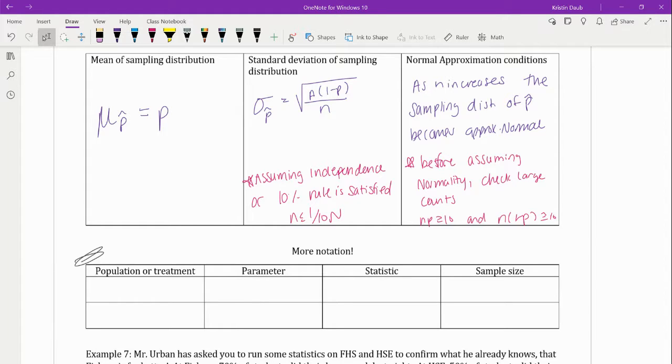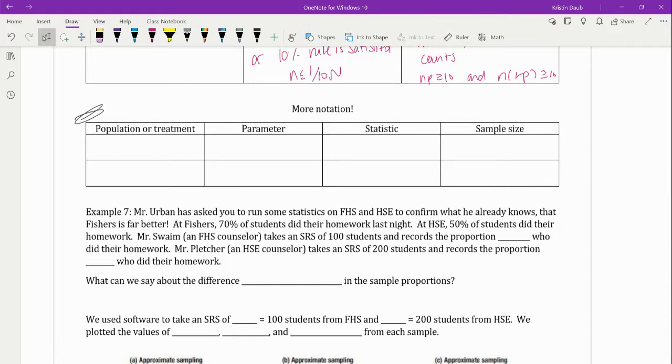So let's go ahead and put the date. Maybe I have a little squiggle black line where I want you to put the date. And let's talk about some more notation. Specifically today, I want to get into when we have two different populations or treatments. In this case, I would be looking at two different graphs, two different sampling distributions, and I want to make some comparisons between the two. So maybe I have two different populations that I'm taking information from. That's what we're going to look at in example 7.